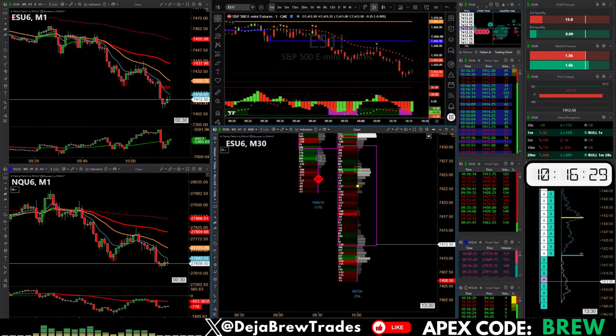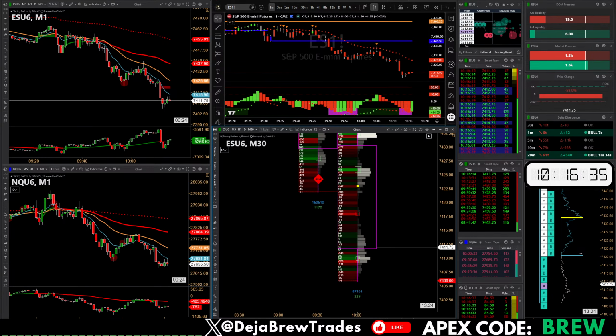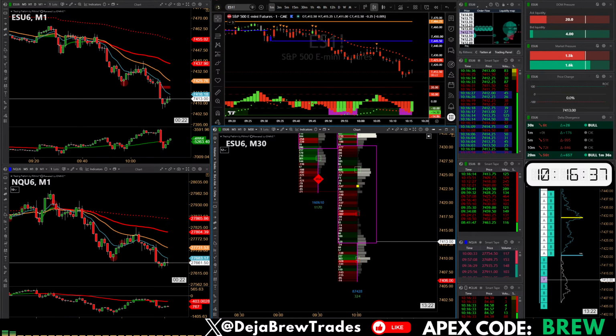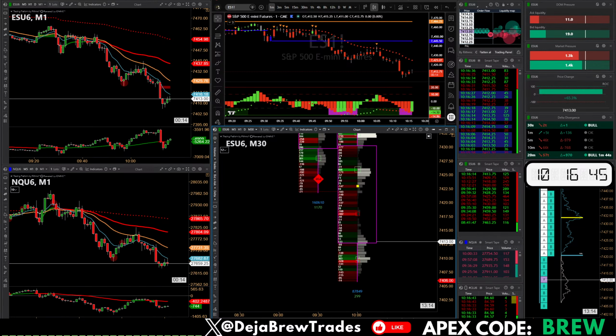Liquidity still very bad. Trading less than like 20 contracts per tick. Still getting a ton of level 2 orders on the tape. We'll see if they can hold on to this 16 level here.